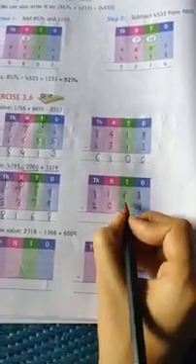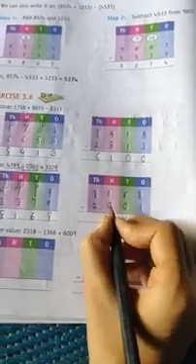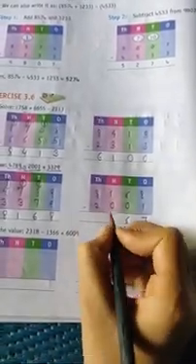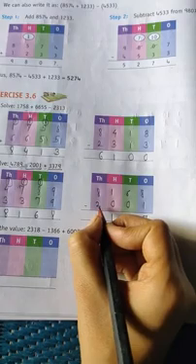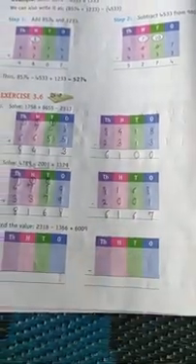6 minus 0. If 0 is subtracted from any number, the answer will be the same number. So 6. 1 minus 0, 1. 8 minus 2. 8 minus 2 is what? 3, 4, 5, 6, 7, 8. That is 6. So 6167 is your answer over here. Like this we have to do. So I hope you can do this sum.